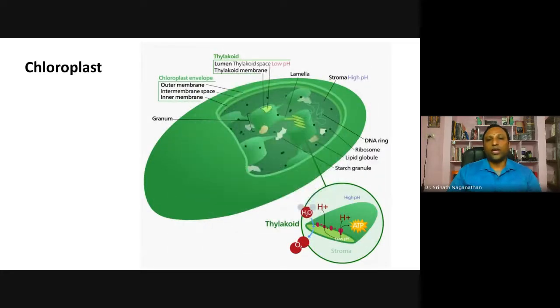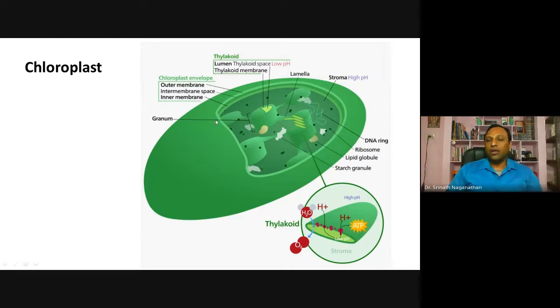If you see the chloroplast structure, they have the outer membrane, inner membranous space, and an inner membrane which is called the chloroplast envelope. Inside them, they have the thylakoids, which are the lumen thylakoid space with low pH, and thylakoid membrane is present over them. They are joined and stacked one above the other to form the granum. Between one granum and another granum, the bridge is called the lamella.